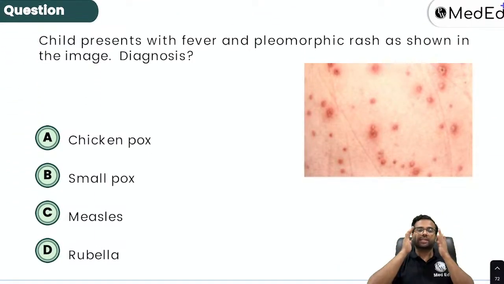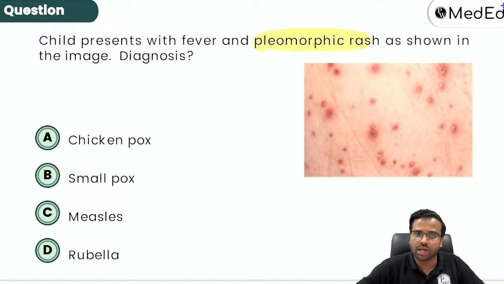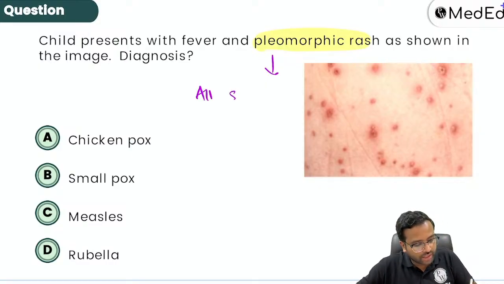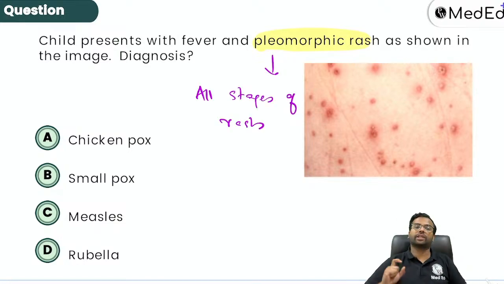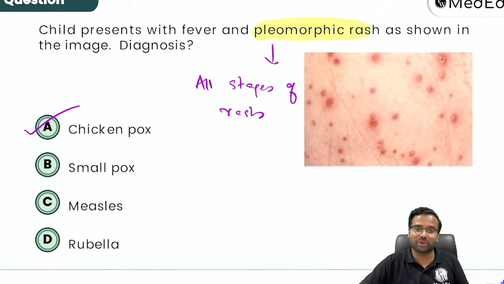Next one, a child presents with fever and a pleomorphic rash. Now, where did you learn about the pleomorphic rash? Pleomorphic rash means that all stages of the rash are seen in the patient at the same time. So is it seen in chickenpox, smallpox, measles or rubella? Yes. So pleomorphic means you think about varicella virus and the correct answer should be chickenpox.